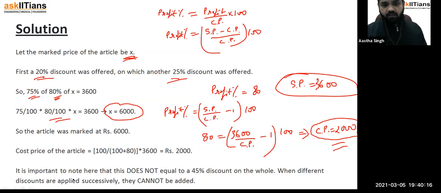So it is very important to note that your total discount does not just add, right? So do not just add 20 and 25 as a 45% discount. Do not do this, right? Your discount goes in a successive manner. Okay. So yeah, guys, this was a very good question.